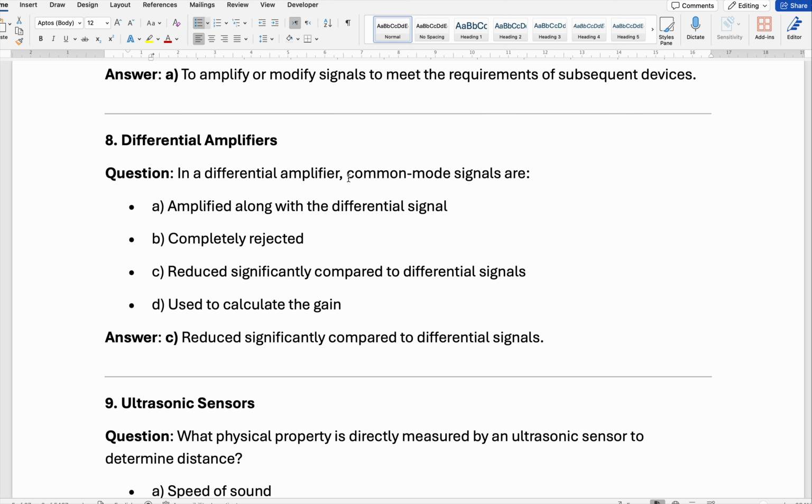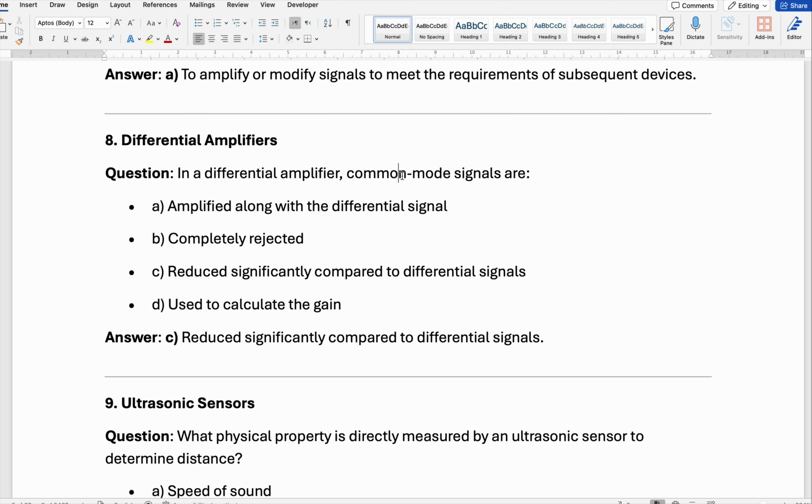In a differential amplifier, common mode signals are... well, now we have a differential amplifier, amplified with a different signal, completely rejected. Now we are talking about the common mode signals. Maybe this is a terminology that I didn't use in the class. Maybe this is why it's confusing. But what we have is that you're comparing two different signals. It's an equation where we use a differential amplifier so that we can satisfy the equation or the signal conditioning that you are aiming to do.